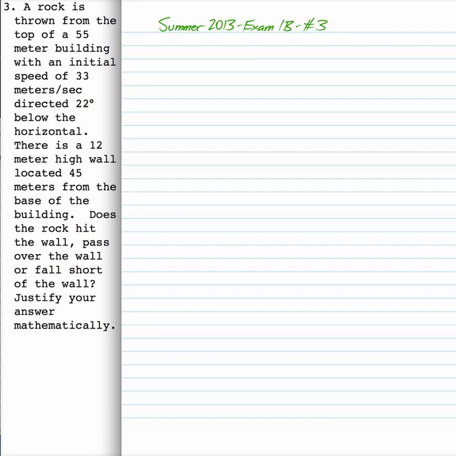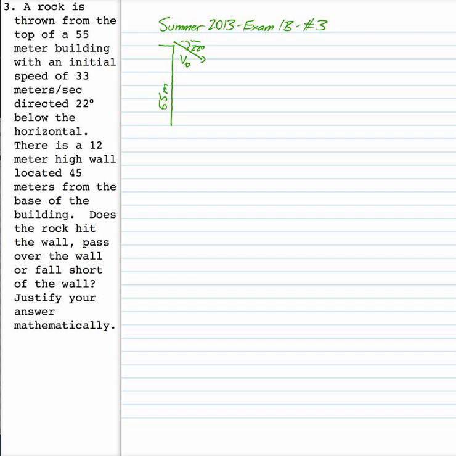Okay, this is a two-dimensional motion problem, so let's draw a diagram so we can understand what's going on. So we've got a cliff that is 55 meters tall, or building, and the rock is thrown off of the cliff with an initial speed, v0, of 33 meters per second, directed 22 degrees below the horizontal.